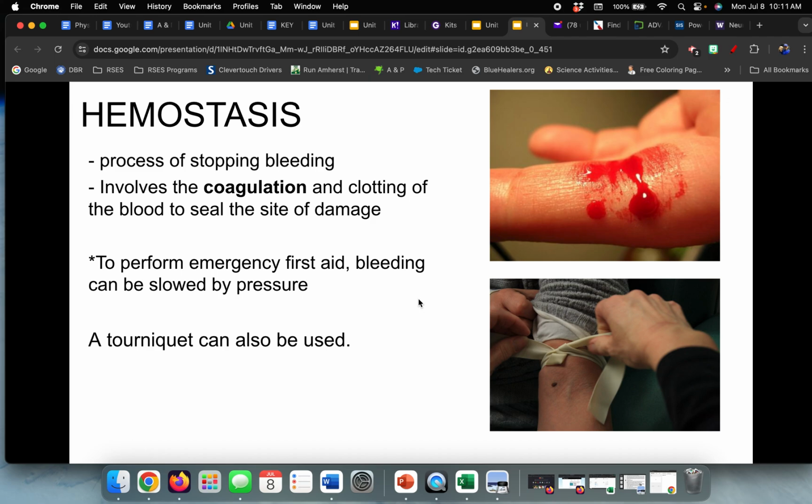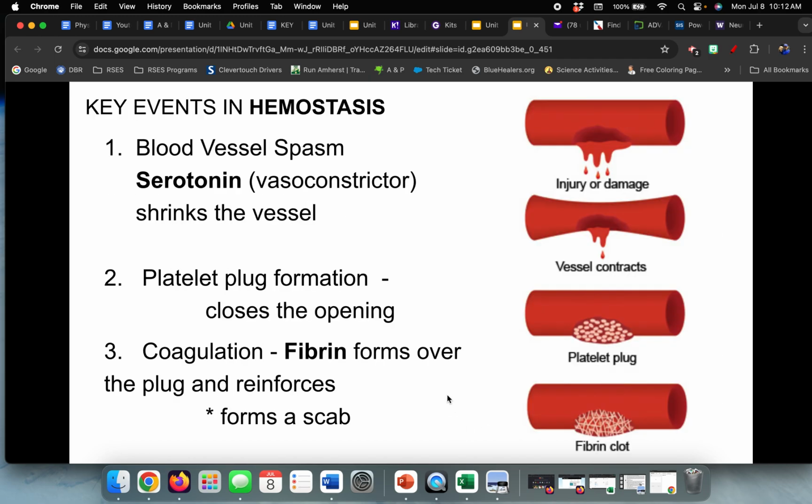All right, hemostasis. This is the process of stopping bleeding. So if you get cut, injured, this process is how we stop it. It involves coagulation, so joining together of blood and then clotting the blood to seal the site of the damage. You can see here, if we have too much blood, it's not able to clot, like it's bleeding badly. You can provide a tourniquet, which basically you tie it as tight as you can to put enough pressure on the arteries and veins that not much blood is coming out anymore.